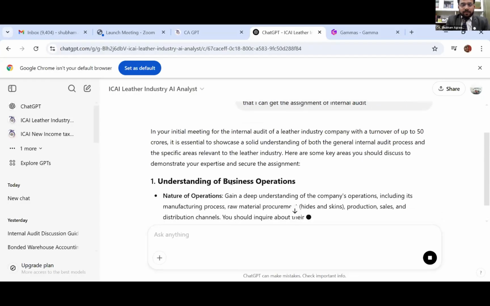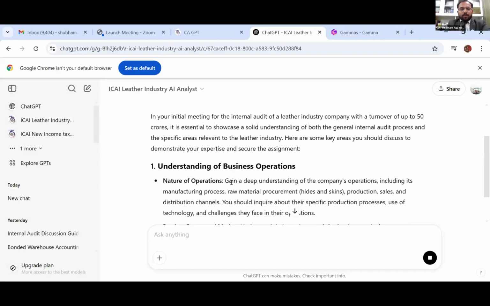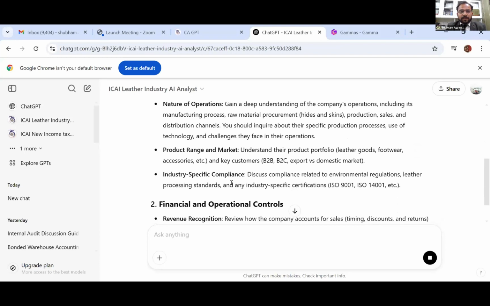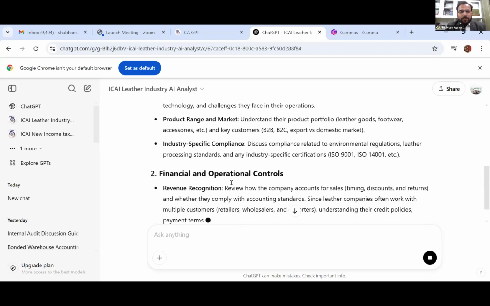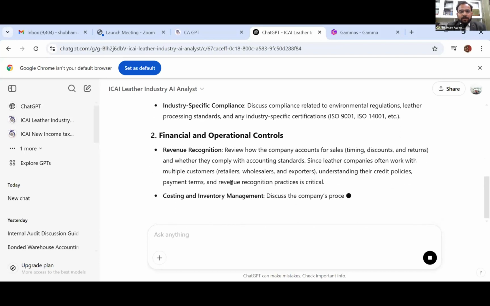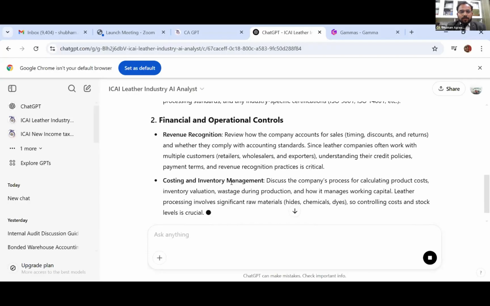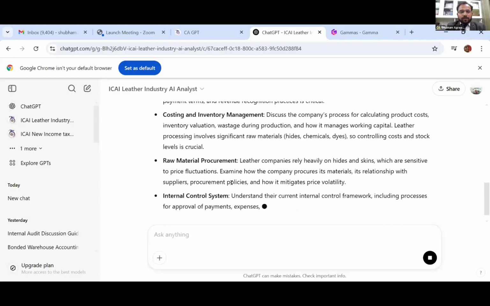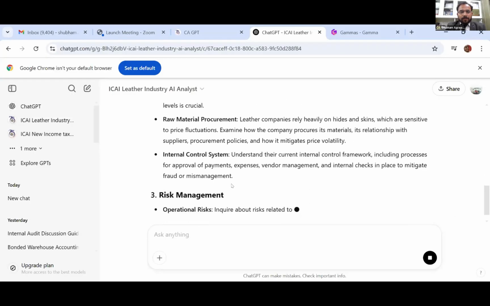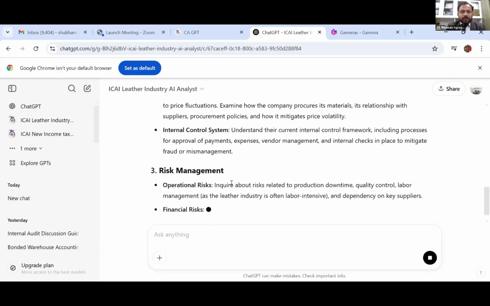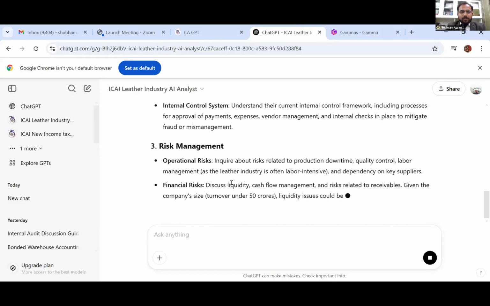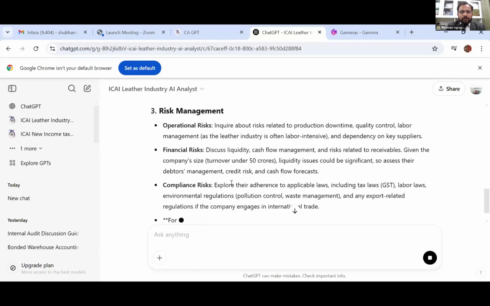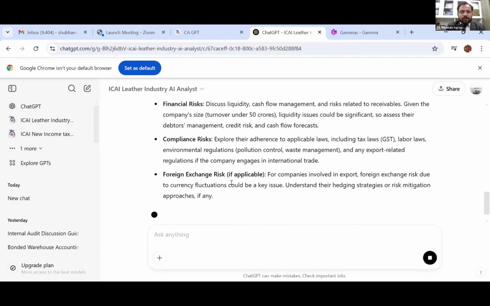It is giving step-by-step details of understanding of business operation, nature of operation, product range, market range, industry specific compliance, financial and operational control, revenue recognition. It will cover all parts which are relevant for the internal audit, risk management, operational risk, financial risk, foreign exchange risk, if applicable.